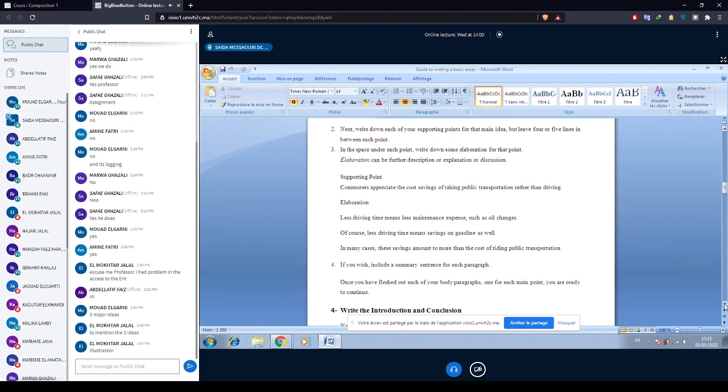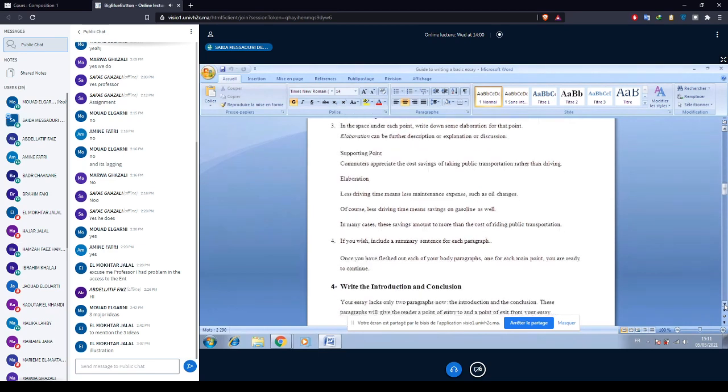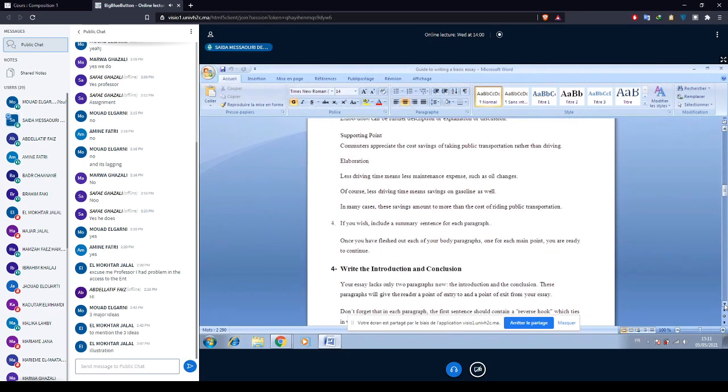You have many ideas that you can come up with. If you wish, include a summary sentence for each paragraph. The summary sentence can be a hook if you find one, which is good; if not, it's a summary. But anyway, you have to have a concluding sentence that will move you from the summary to introduce the idea you have in the next paragraph.